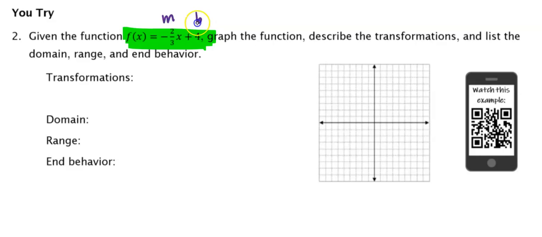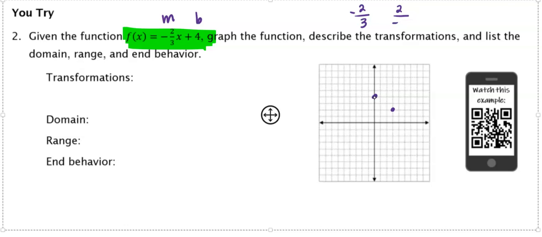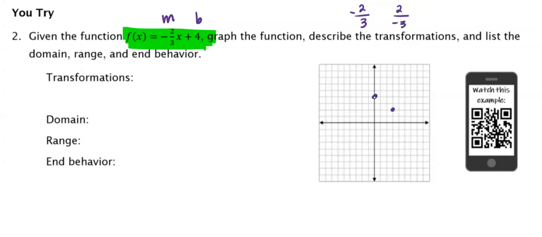So on my graph over here, I'm going to go up to 4 on the y-axis. And then my slope is negative 2/3. So I can think of it in two different ways. You can put the negative with the 2 so that we're going down 2 and right 3. Or you can put the negative with 3, which would mean we would go up 2 and left 3. But either way, those dots should line up to create our function.